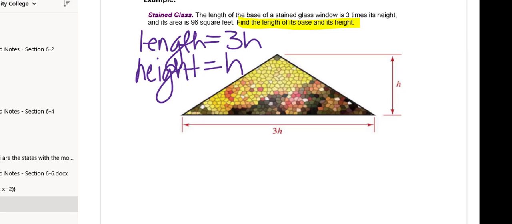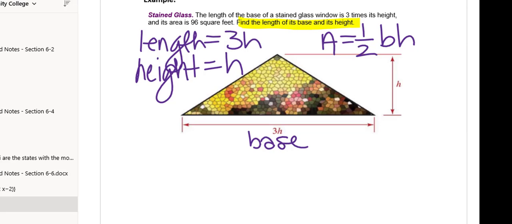Now with the area of a triangle, the area equals 1/2 the base times the height. With the base, we could call that the length as well. If I look at this picture, this would be the base, the 3h. So the base and the length are the same. I have the formula, and I have length and height expressed with the same variable.